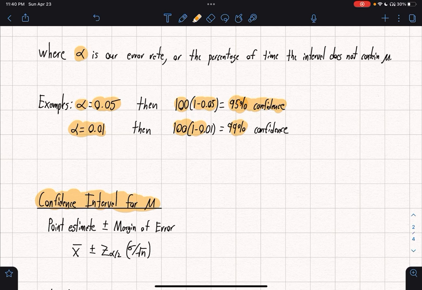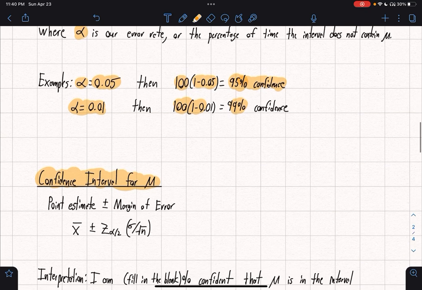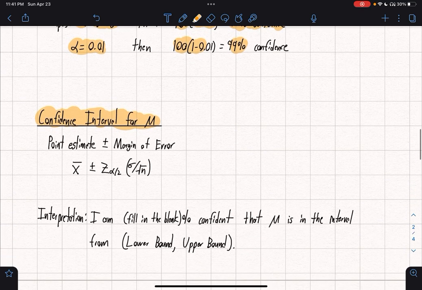So once we do that, we're going to plug our values into this formula, and we're going to get an interval. And then we need to interpret it. So say I have an interval. I will say I am however percent confident. So that could be 95. I'm 95% confident that mu, the population parameter we're interested in, is in the interval from the lower bound to the upper bound. The lower and upper bounds just come from this interval. That's what we're going to be calculating.